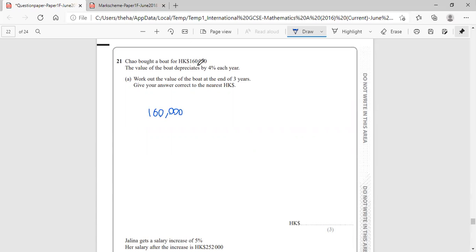So we've got 160,000 Hong Kong dollars. What we need to do is multiply that by our percentage change. We're losing something here, so we're going to do 1 minus 4 100ths, because percentage is out of 100. Then we put this to the power of 3 because it's 3 years. And that will give us our answer. There is an equation for this, which is useful to learn. So 160,000 times 1 minus 4 over 100 to the power of 3, or cubed.